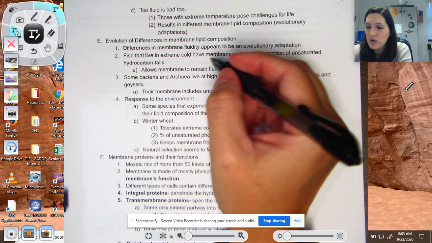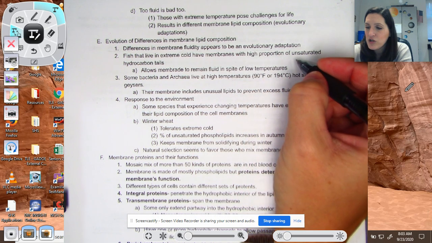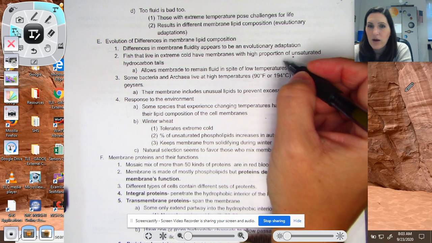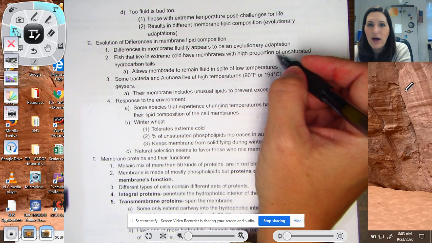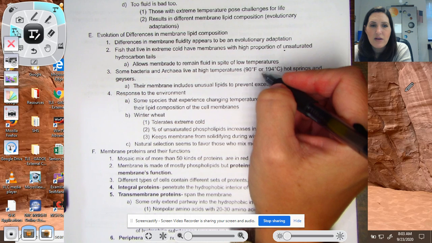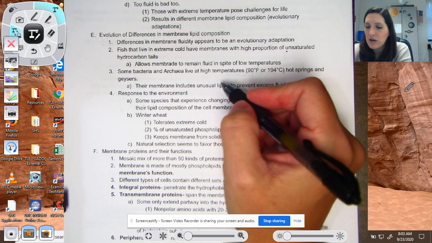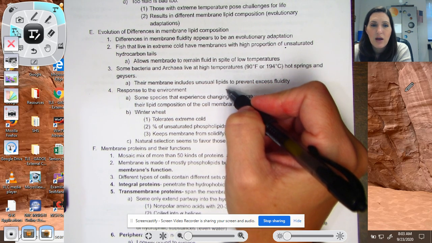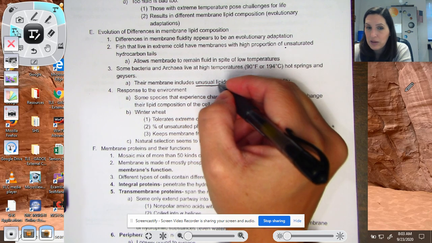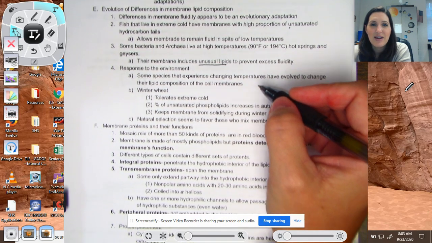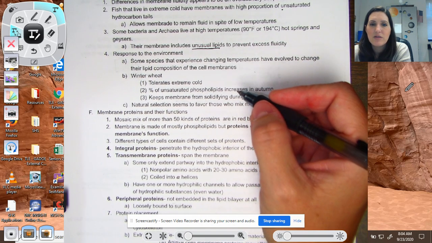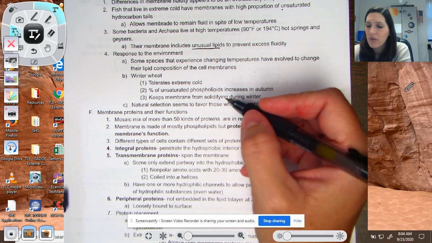So we see evolutionary differences in the membrane composition. Fish that live in extreme environments have high portions of unsaturated fats and hydrocarbon tails. So that's why I always said, like, fish has a good fat inside of it. This allows the membrane to remain fluid at low temperatures. Some bacteria and archaea that live in high temperatures also might have unusual lipids. That was interesting. They didn't name what it was, but they have unusual lipids. And again, this is because they've evolved to live in those environments.